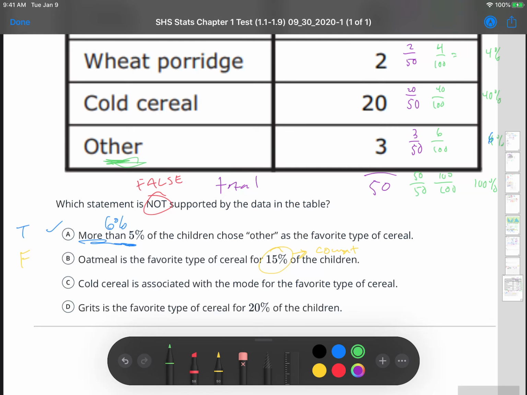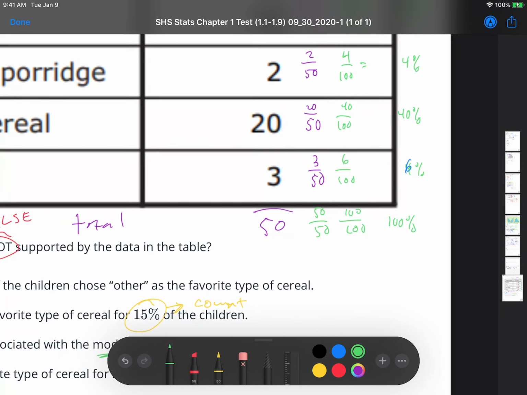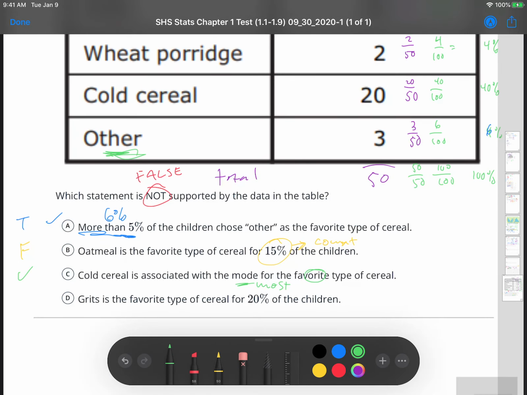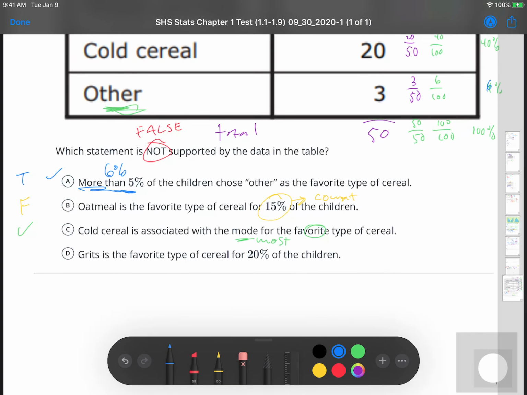Cold cereal is associated with the mode, or most, for the favorite type of cereal. Now it kind of tells you with the word favorite, right? So let's see. Cold cereal gives me 40%, right? That is true. 40% is the most. And grits is the favorite type of cereal for 20% of the children. And I look under grits, I get 10 out of 50, which is 20%. That is also true. So the only one that is false is B.